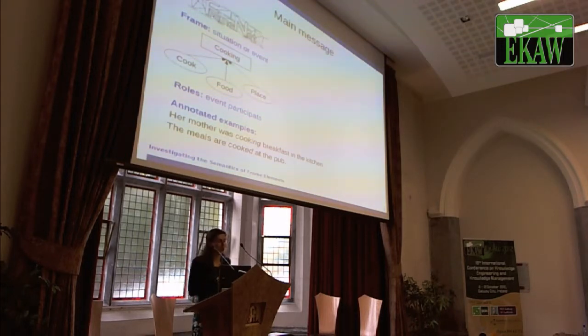the resource called FrameNet, a lexical database of frames, which represent situations or events. For instance, here the example is a cooking event, and each frame has frame elements, also called roles, which can be viewed as participants to this event. Here, for instance, participants to the cooking event are cook, food produced, place, and so on. And in FrameNet, you have lots and lots of annotated examples, annotated with these frame elements and respective roles.